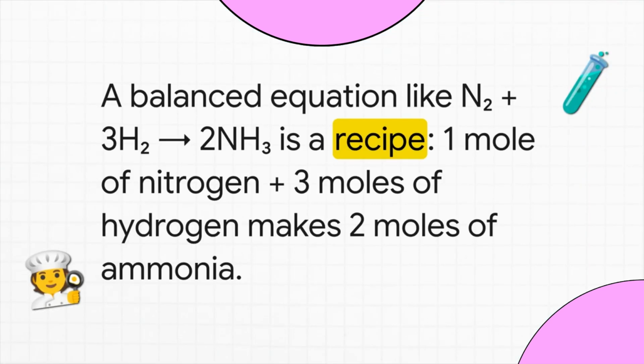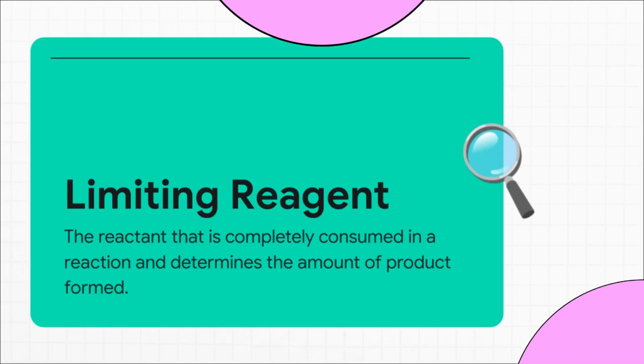Look at this balanced equation. Don't see symbols, see a recipe card. Those big numbers out front, the coefficients, they tell you the ratio. This recipe is telling you crystal clear, for every 1 mole of nitrogen, you need exactly 3 moles of hydrogen. And if you have that, you'll produce exactly 2 moles of ammonia. It's a perfect ratio. But life isn't always perfect, is it?